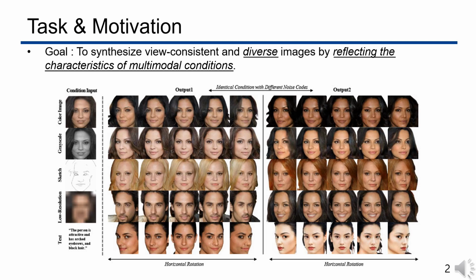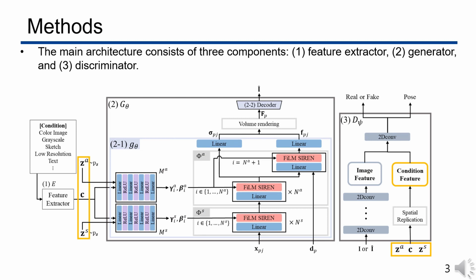In this paper, we propose a novel approach called the Conditional Generative Neural Radiance Fields, which generates multi-view images that reflect multimodal input conditions. To accomplish our goal, which is to synthesize view-consistent and diverse images by reflecting the characteristics of multimodal conditions, we designed a model that can generate diverse images with different fine details, sharing the coarse characteristics of condition inputs. As an input, the global feature vector extracted from the input condition is fed to the network along with the noise codes, randomly sampled from a Gaussian distribution.